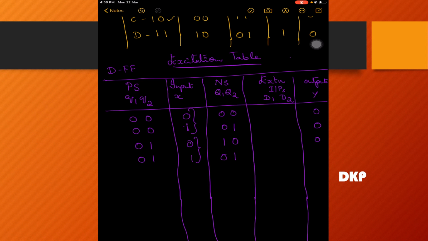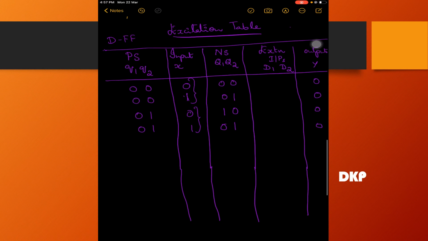And what is the output? The output is 0. Similarly, you have to write for all the states. This is 1, 0. When it is 1, 0, it is 0, 0, 0, and output is 0. Again 1, 0 when the input is 1, what will be the next state? Next state is 1, 1, and the output is 0.